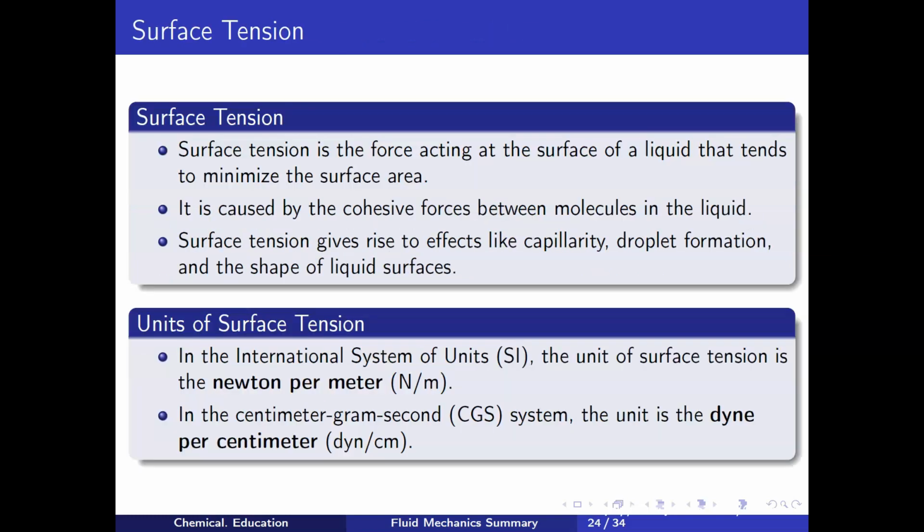Then coming to surface tension. Surface tension is the force acting at the surface of a liquid that tends to minimize the surface area. It is caused by the cohesive force between molecules in the liquid. Surface tension gives rise to effects like capillarity, droplet formation, and the shape of the liquid surface. Unit of surface tension: in the International System of Units, the unit of surface tension is Newton per meter. In the CGS system, it is dyne per centimeter.